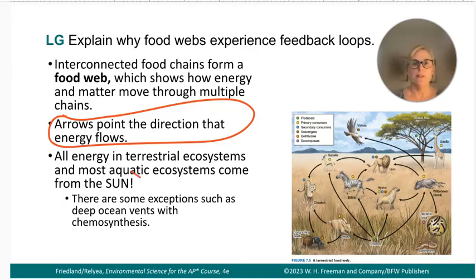Okay, another big thing you have to know is that all energy in ecosystems originates from the sun. Well, in most ecosystems, 99% of ecosystems. There are some ecosystems deep in the ocean that do chemosynthesis on deep hydrothermal vents, but that's a rare exception. Everything else, the energy starts with the sun through photosynthesis.